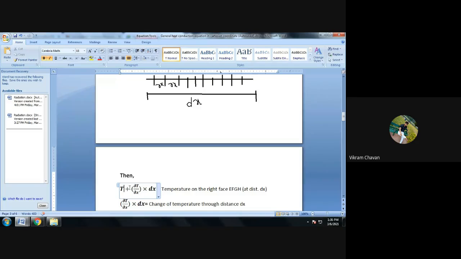Initially, the ABCD face is maintained at T temperature, and temperature is changing for a small element. Gamma T temperature changes with respect to small elemental length gamma x.